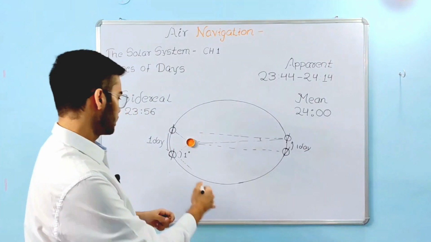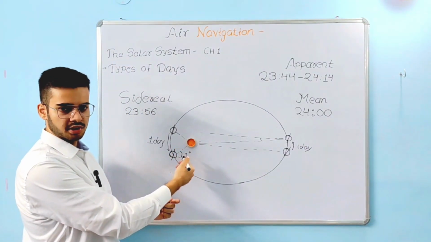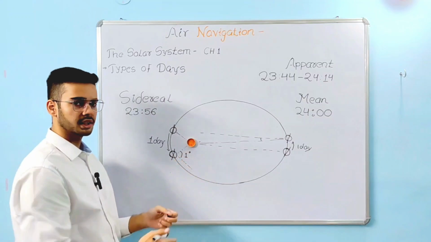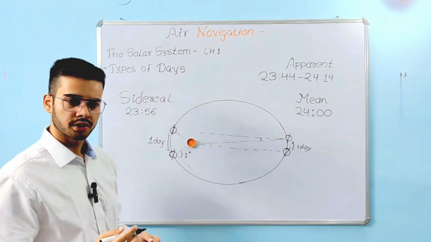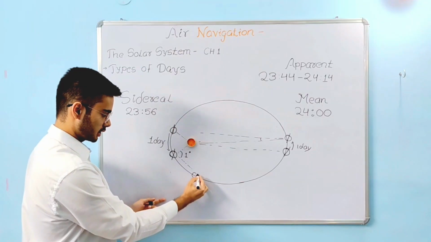How? Let's say here, the 30 seconds of extra rotation was required to cover this 1 degree. So now what? One more day will pass. Let's say Earth reaches here.